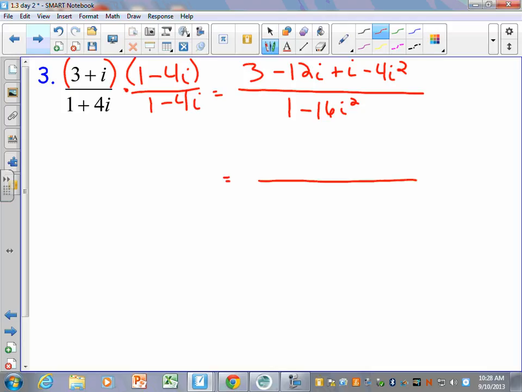On the top, -4 times -1, that's really just going to become plus 4 there. So I think we get 7 minus 11i. And on the bottom, this is always going to become a plus because i squared is -1. So that's really 1 plus 16, which is 17. And I think that would be my answer.